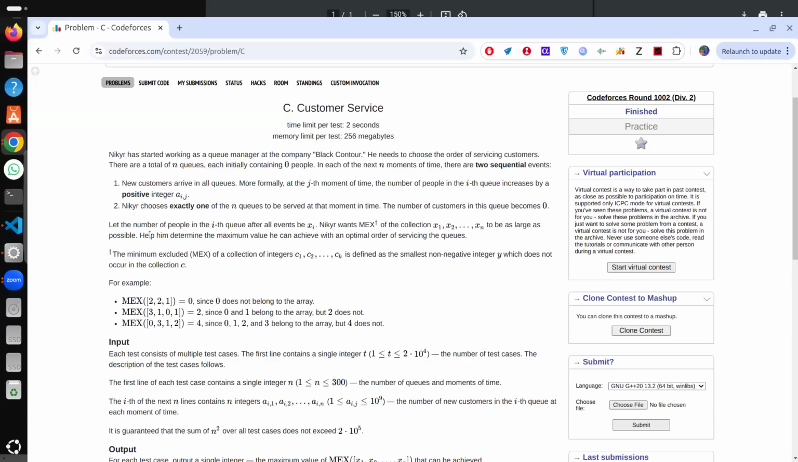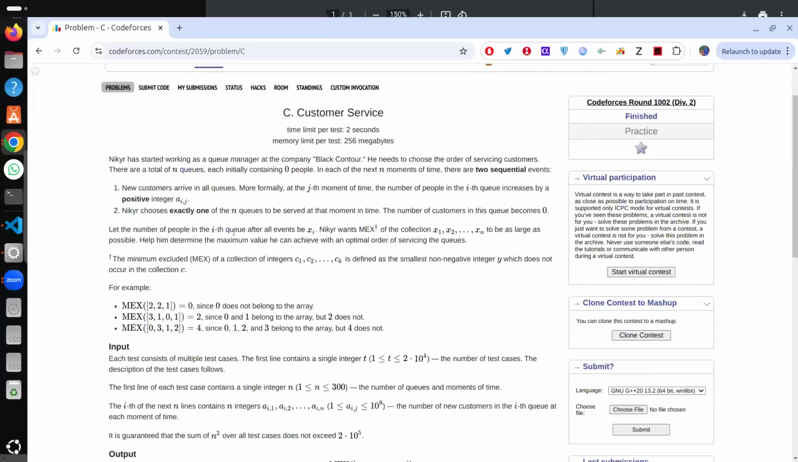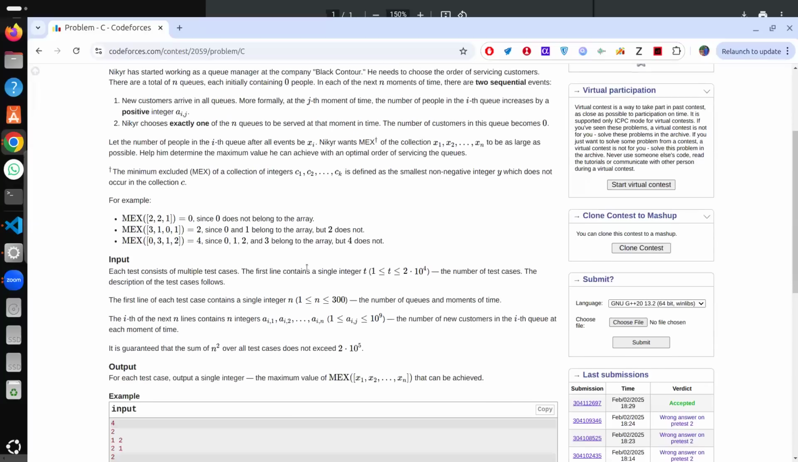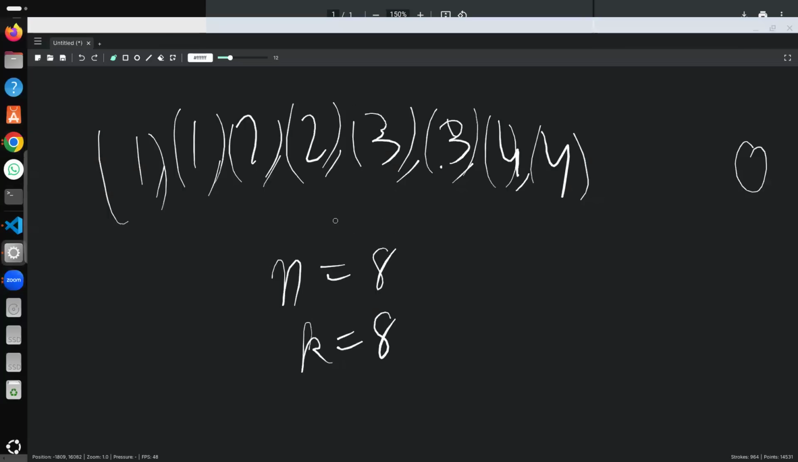Let the number of people in the ith queue after all the events be xi. Nika wants the max of the collection x1 to xn to be as large as possible. Help him determine the maximum value he can achieve with an optimal order of servicing the queues. So we want to maximize the max of something. Let's look at the problem.